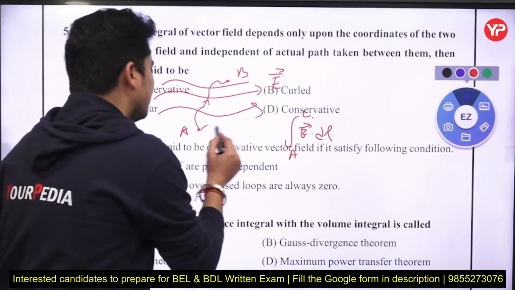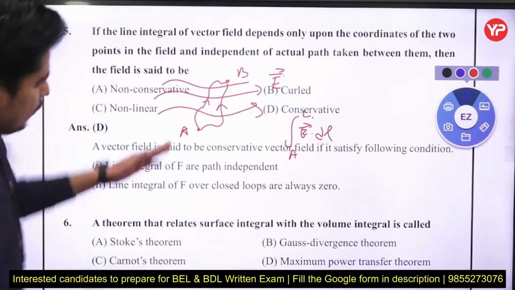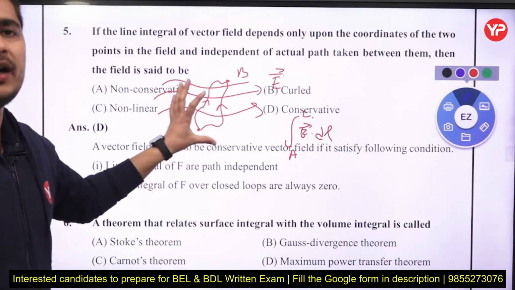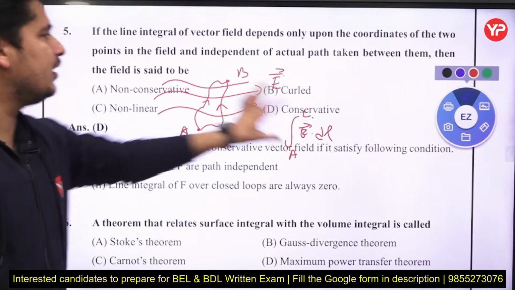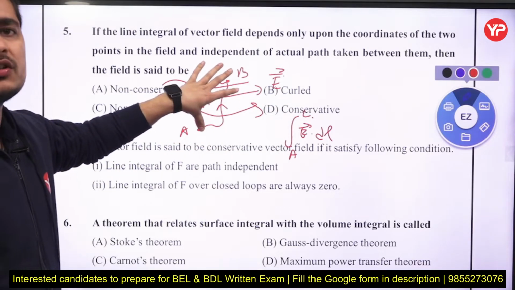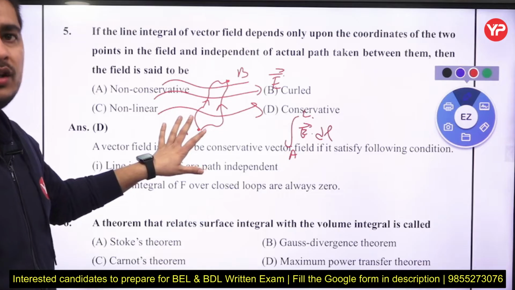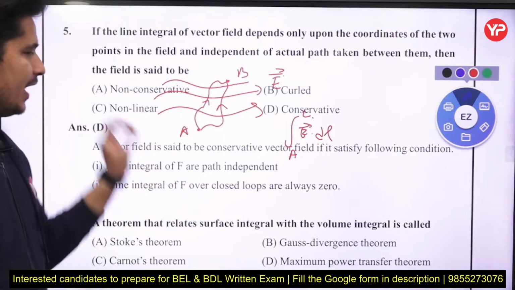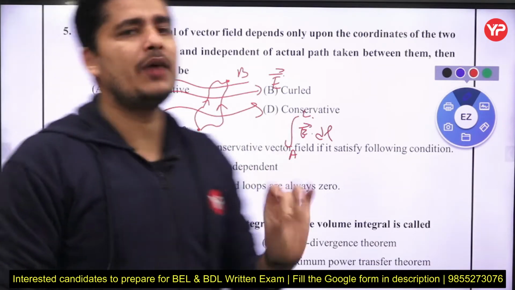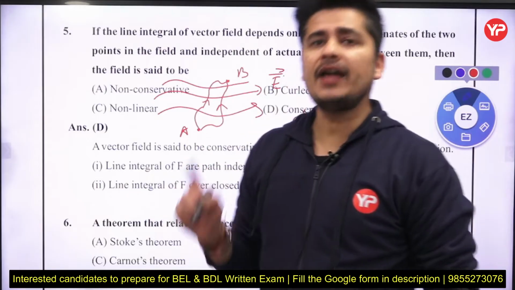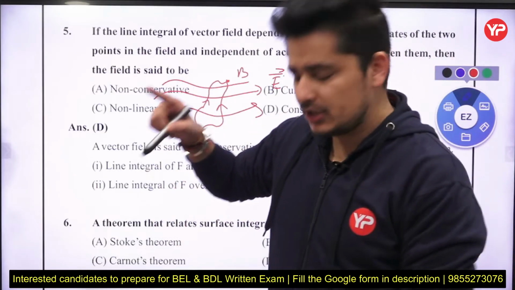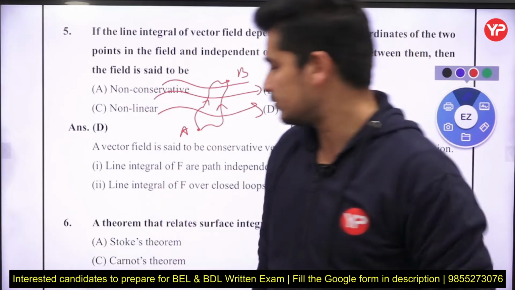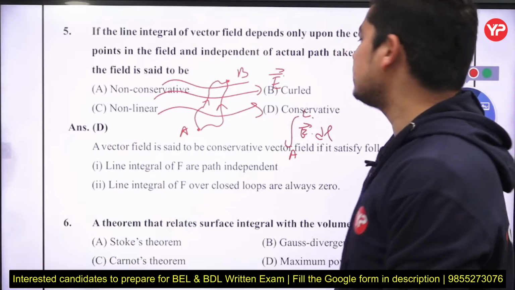Either you go from this path, or you go from this path. If you are going from A to B, either this path or this path, any path, the value of the line integral depends only on these 2 positions, A and B. It is not depending on the path. Then the vector is called a conservative vector. A vector is called a conservative vector if its line integral depends only on the initial position and the final position, not on the path in between.